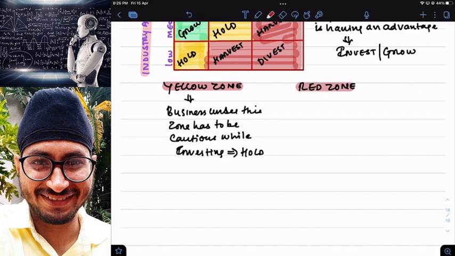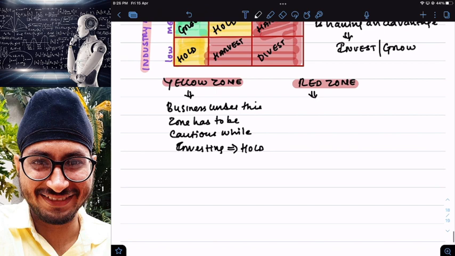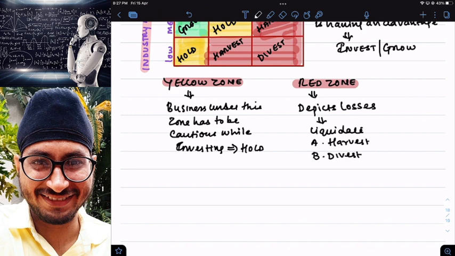What is red zone? Red zone is a business which, as the name itself tells, depicts losses. Here, losses. What should I do? I should liquidate. Liquidate means either it can be harvested or it can be divested. Clear?